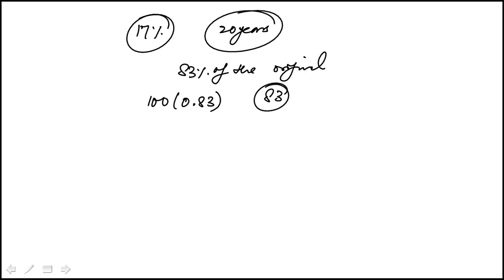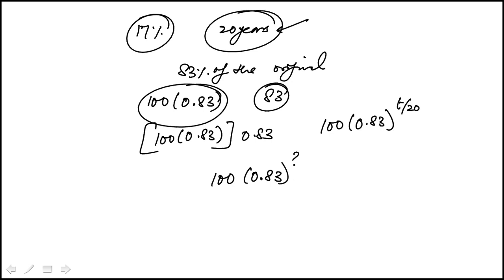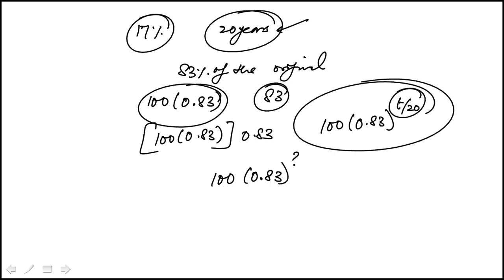Now, with another 20 years, it would be this amount times 0.83, because it's 83% of what's remaining. So you'll see the pattern would be 100 times 0.83 to the power... Now, these are going to be in multiples of 20. How many 20-year multiples? So this is going to be t over 20. So after 40 years, this would be a square. So that's the expression. We look at the choices. That's actually the first one, A of t.